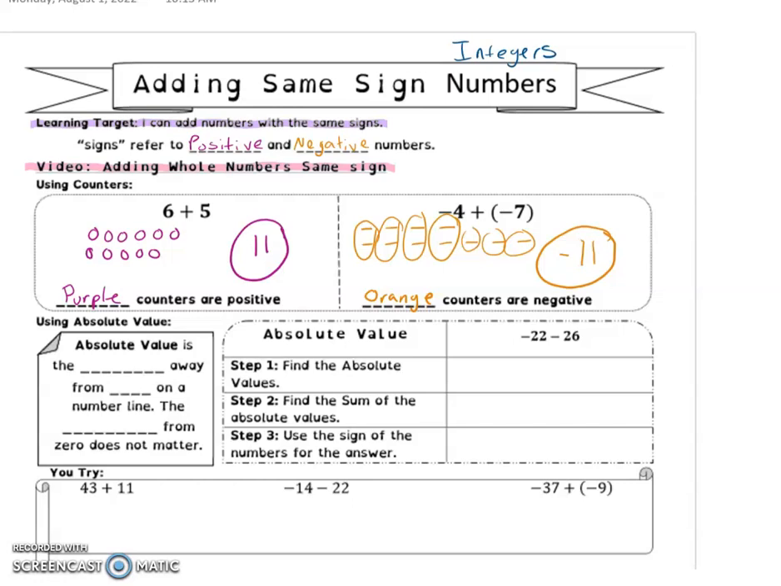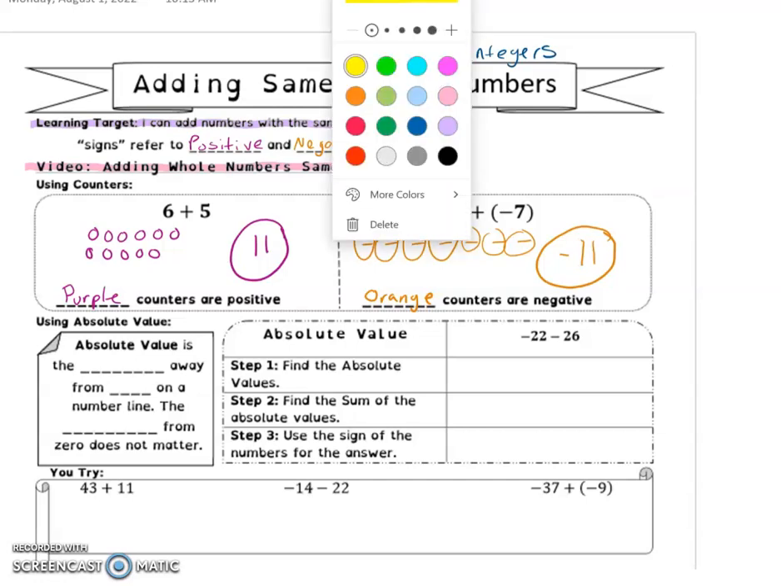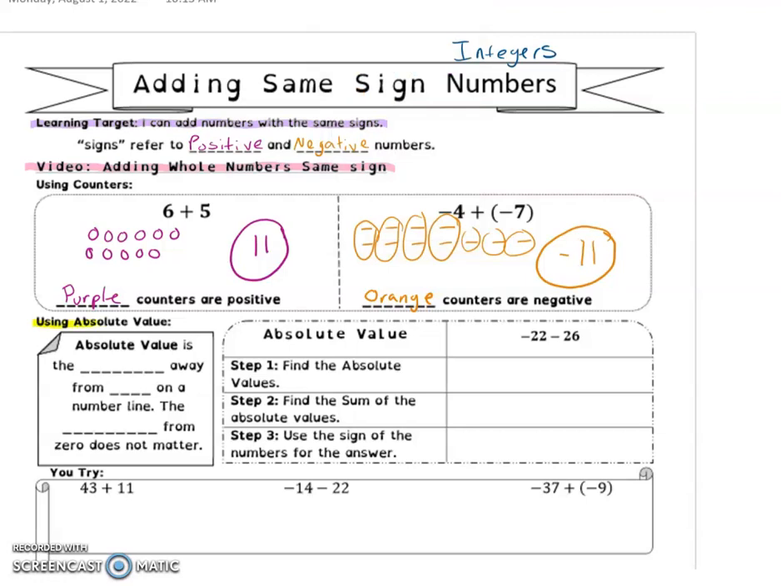Then we're going to look down here where it says using absolute value. So let's look at the definition here. We have to fill in these answers. So absolute value is the blank away from blank on a number line. The blank from 0 does not matter. Well, why don't you take a second and try and fill those in. Go ahead and pause the video and try to fill those in.